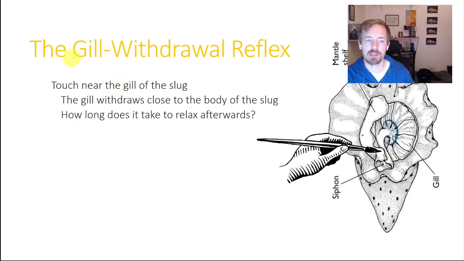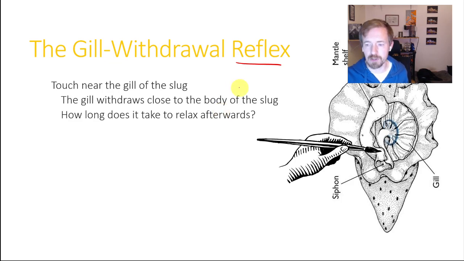So the gill withdrawal reflex. This is a reflex that we're going to be talking a little bit about in the next 3 units. And you may remember when I was talking about the sea slug, I mentioned that they have some very rudimentary behaviors that are built out of these reflexes. So a sea slug comes built with these. They don't have to learn this reflex.